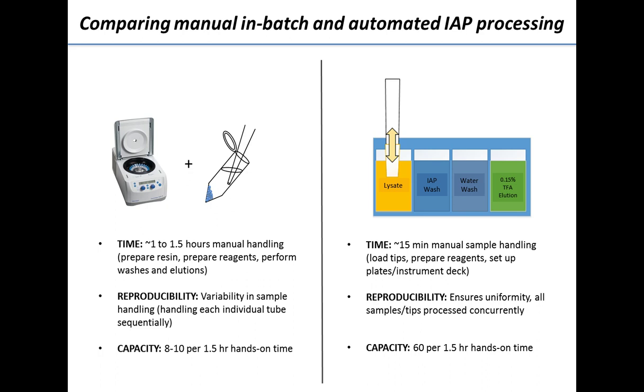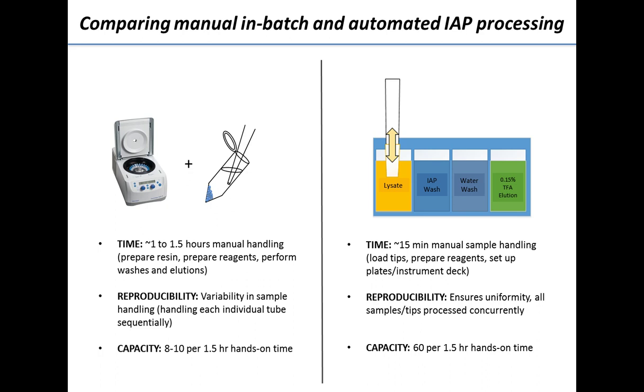So as I've shown you, the manual and the automated method yield pretty comparable results, but how do they compare in terms of time, reproducibility, and capacity? In terms of time, the automated method has resulted in a reduction of about 75% of manual sample handling time. So we've been able to go down from 1 to 1.5 hours down to 15 minutes.